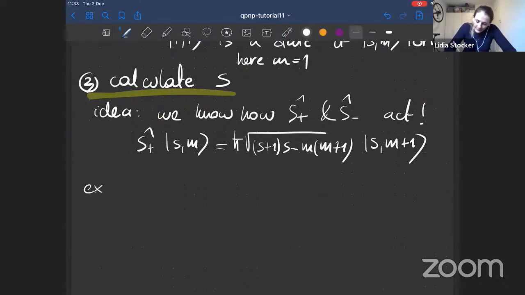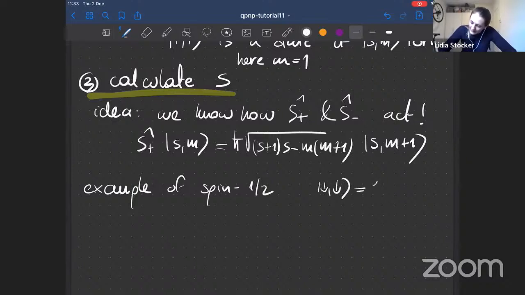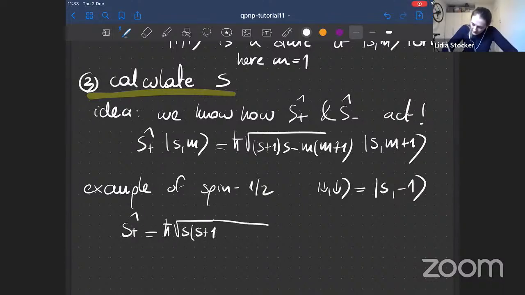So in the example of spin 1/2, we know that down will be my 1/2 and -1/2. This is S and M. There will be an S, which we want to determine, and -1, which is M. So here, if we apply S plus, we will get ħ times the square root of S times S plus 1 minus M, which is -1, times 0, of S, and M plus 1 is 0.